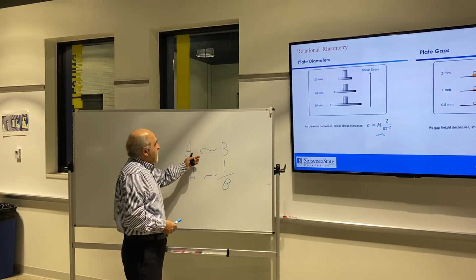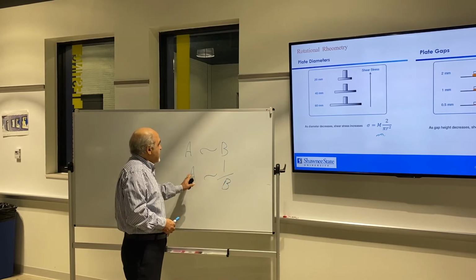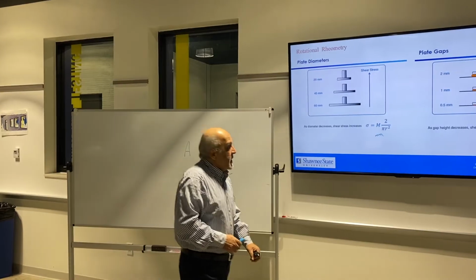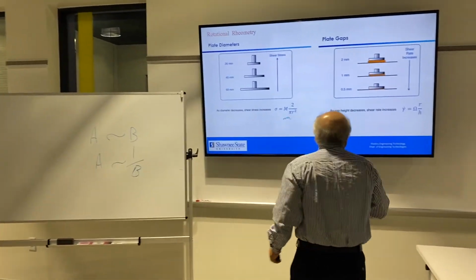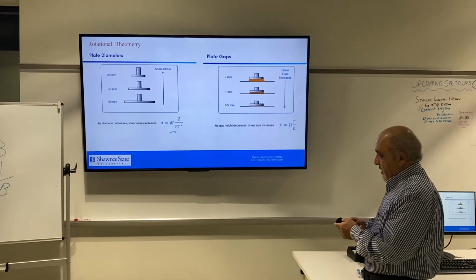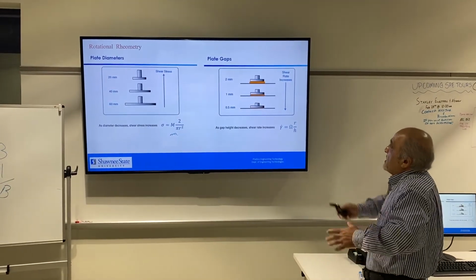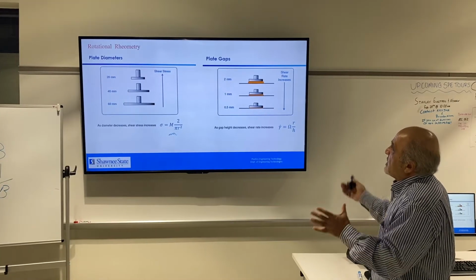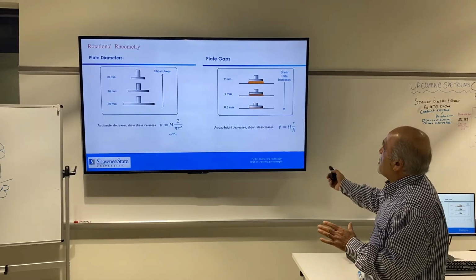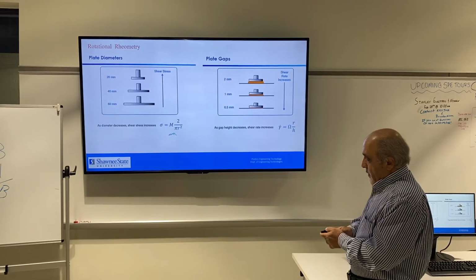When you say A is proportional to B or A is inversely proportional to B, that means exactly the same topic that you have here. So these are not something that complicated. It's just the relation between diameter, shear stress, gap or thickness of your material, and shear rate.